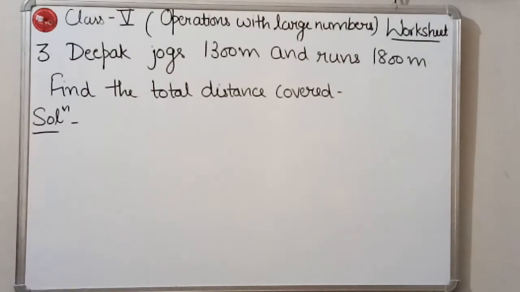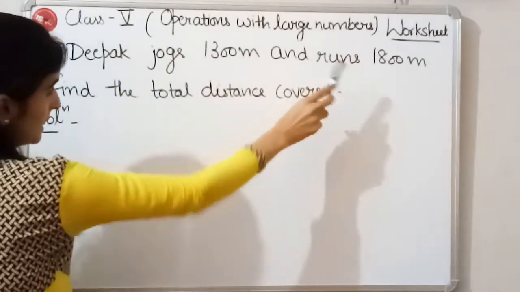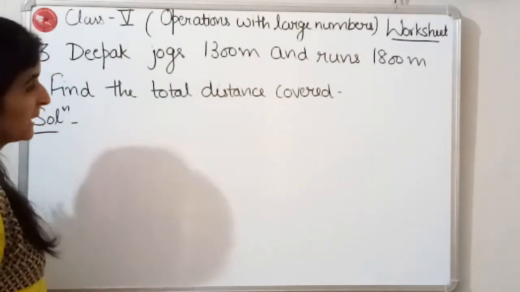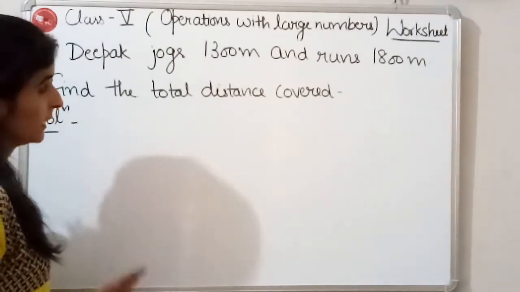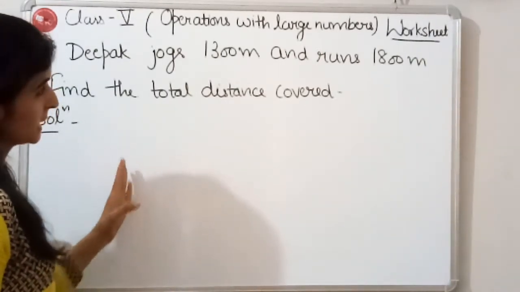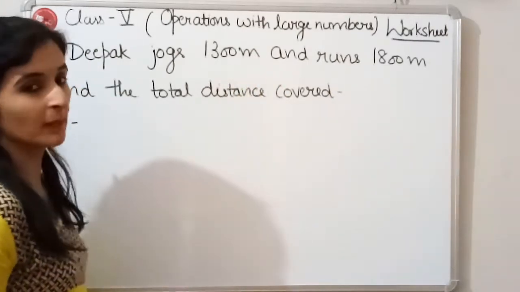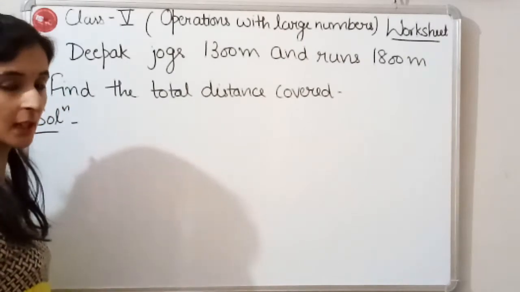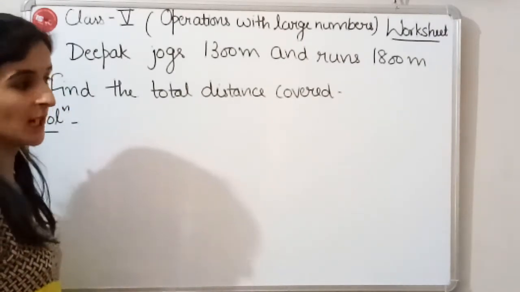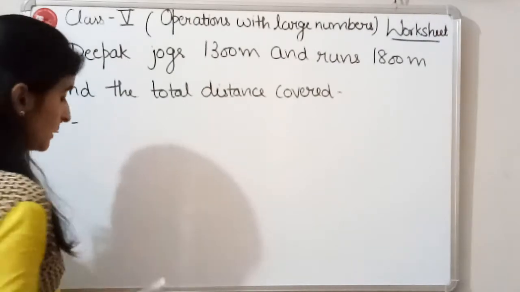Next, third question is, Deepak jogs 1300 meter and runs 1800 meter. Find the total distance covered. Okay, so we have given the distance covered by jogging and the distance covered by running. So we have to find out the total distance covered by Deepak. So what we have to do? We just have to add the given distances. Fine.